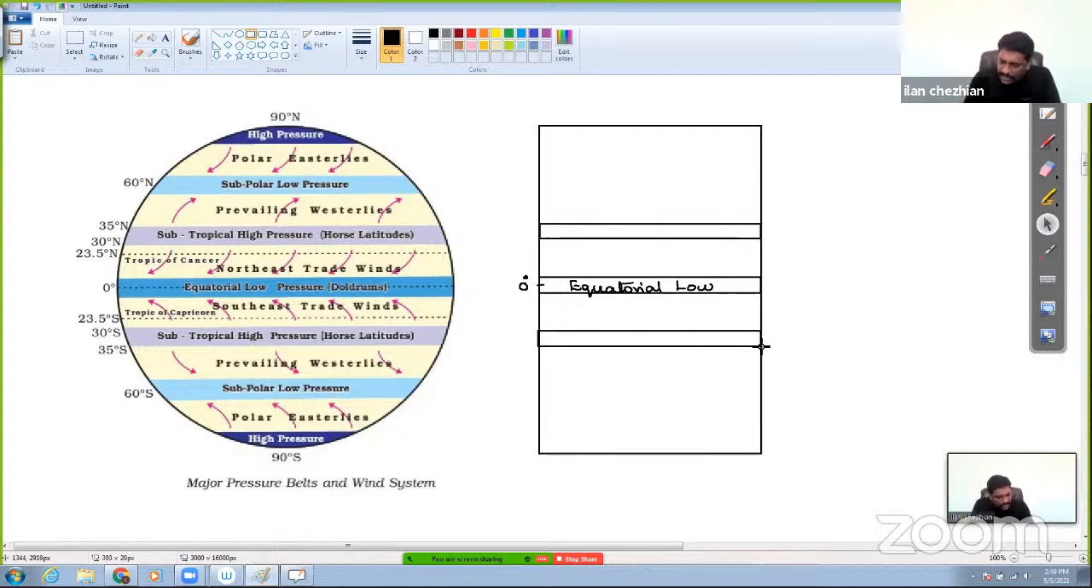At 30° north and 30° south, we have a pressure system. We call them what? Subtropical high.